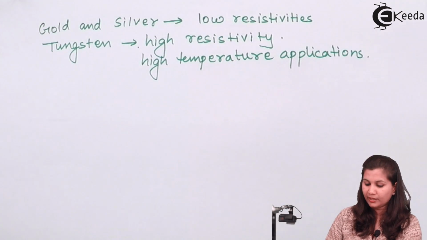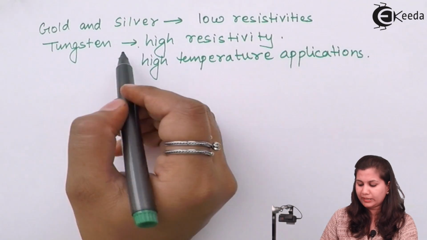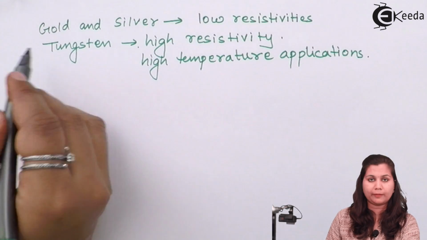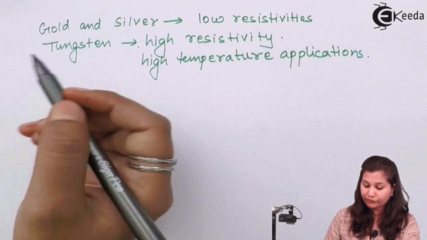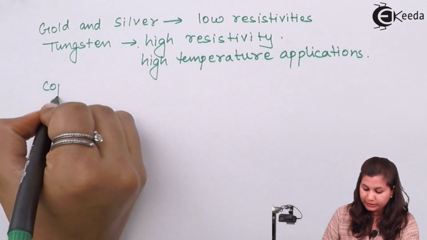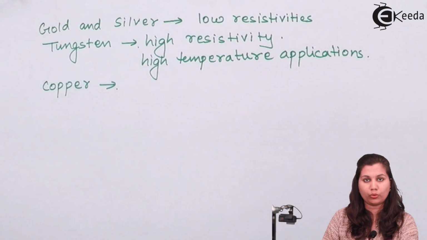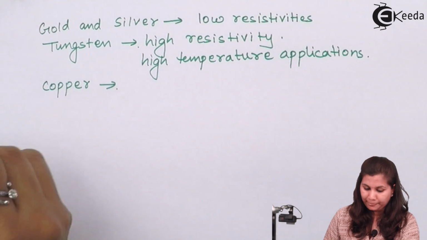Because it is very brittle, it can easily break and is very difficult to work, but it has the advantage that it can sometimes be used for the construction of RTD. Other than this, we have copper. Copper is also used occasionally for the construction of RTD.